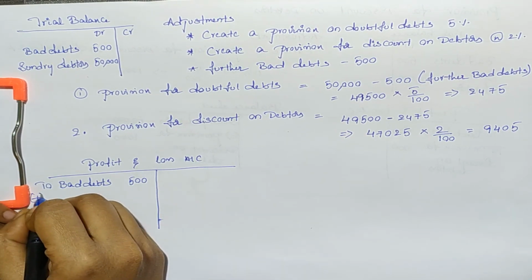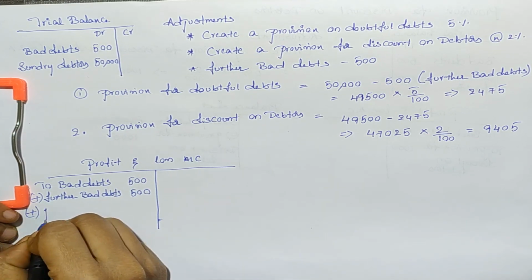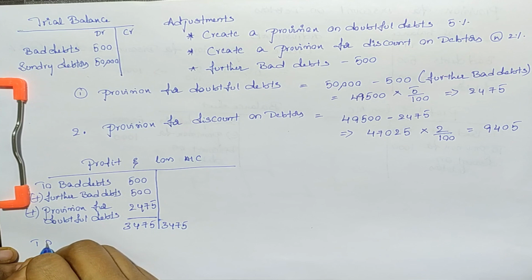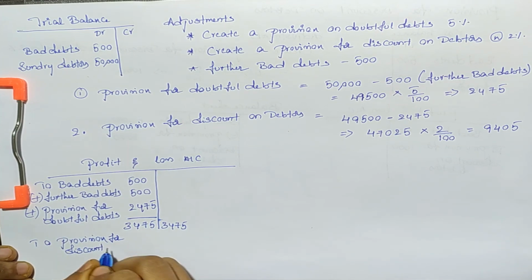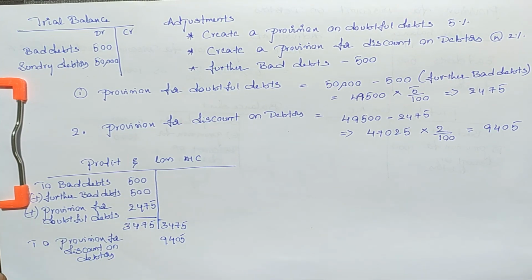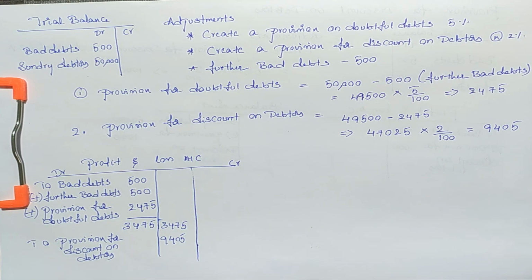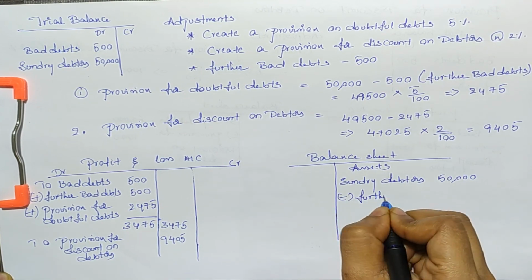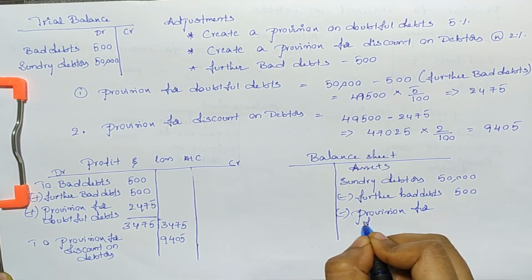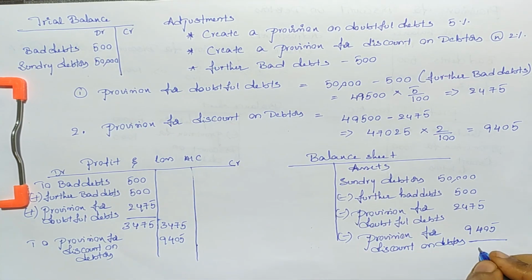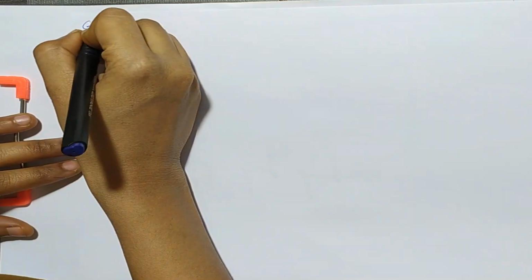Now, we will add further bad debts and provision for doubtful debts amount to the bad debts amount on the debit side of the profit and loss account. And also, on the debit side of the profit and loss account itself, we will mention provision for discount on debtors amount. In the balance sheet, we will deduct further bad debts, provision for doubtful debts and provision for discount on debtors amount from the sundry debtors amount on the asset side.